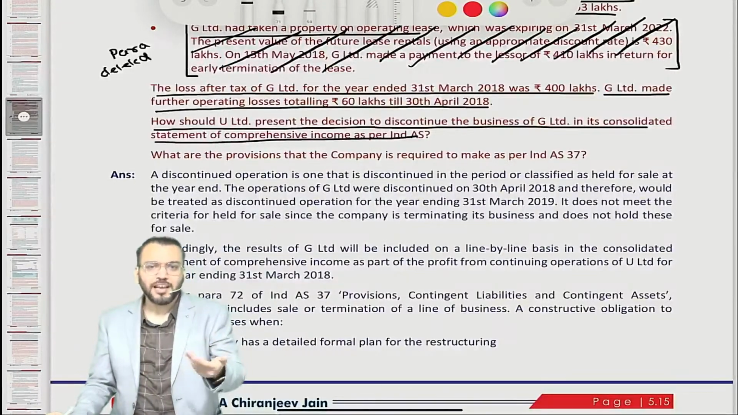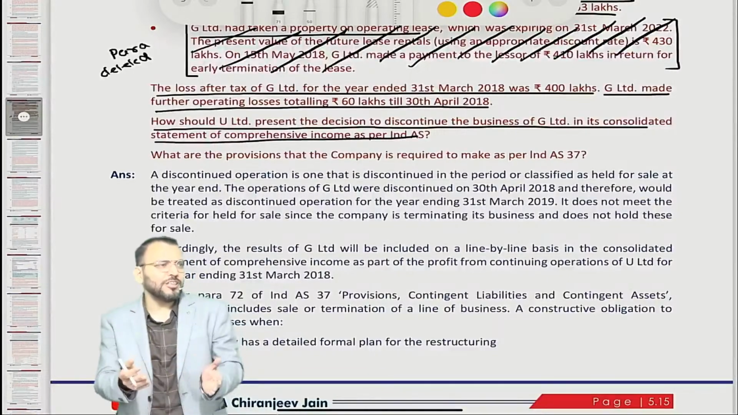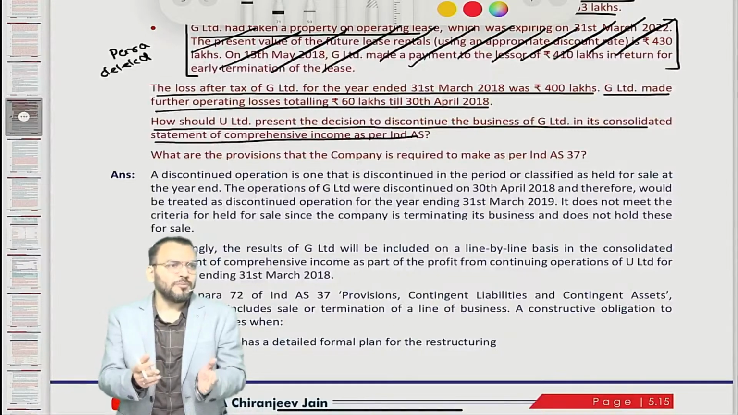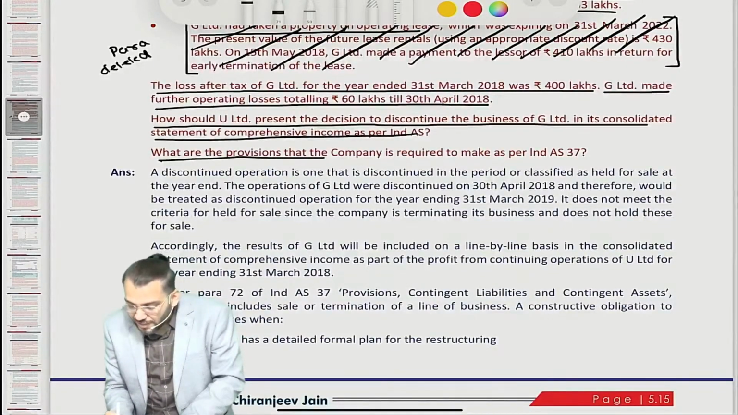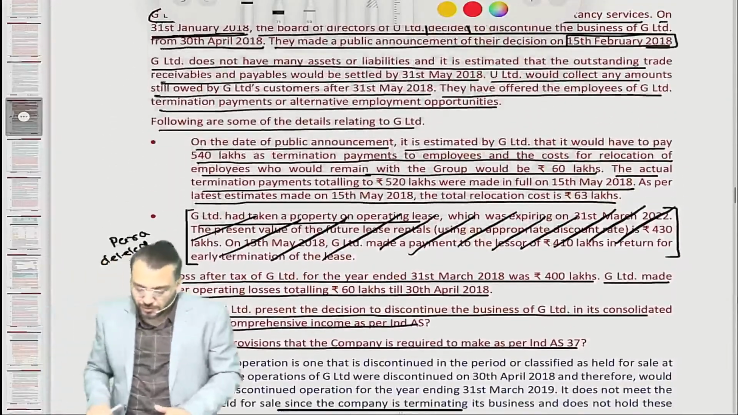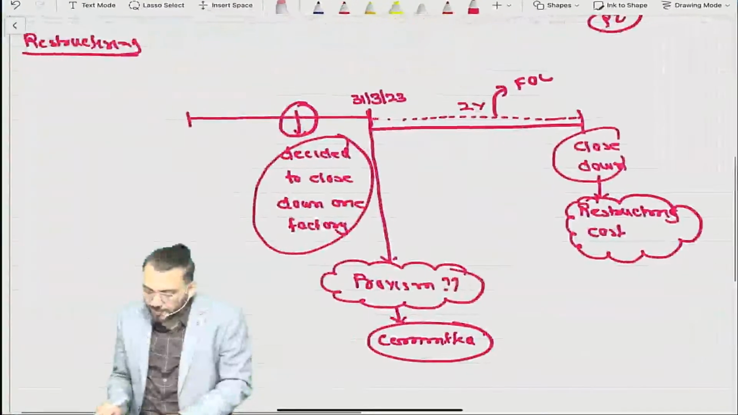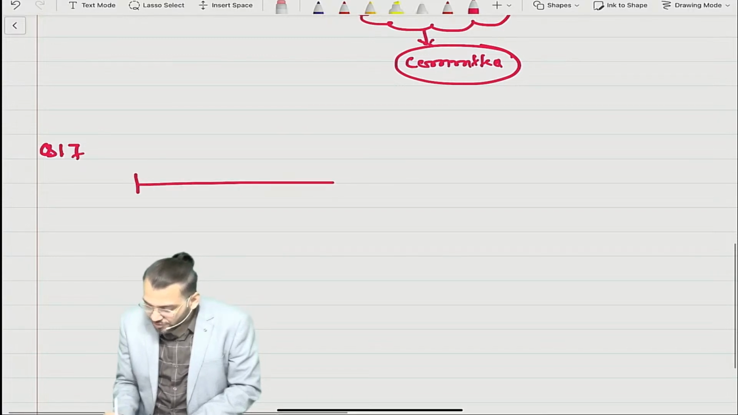I will say wrong question. It is not statement of comprehensive income. It is a statement of profit and loss in India. Okay? What are the provision that a company is required to make as per India's 37? Have you understood the entire question? So can you help me in drawing timeline? So we are doing question number 17. First date is what? Date of decision is what?